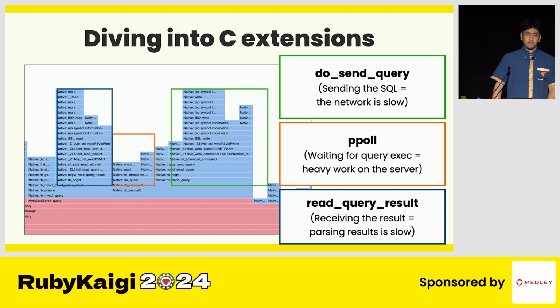With the C extension profiling feature enabled, you get the blue part on the upper side, which represents the C stacks, which are underlying the Ruby methods. So you can see that the MySQL2 query method is built mainly of 3 parts: do send query, poll, and read query results. Each represents sending the SQL statement to the server, waiting for the query, and receiving the results. So looking at this, you can understand why your query is slow, and it might be a hint to make your performance better.